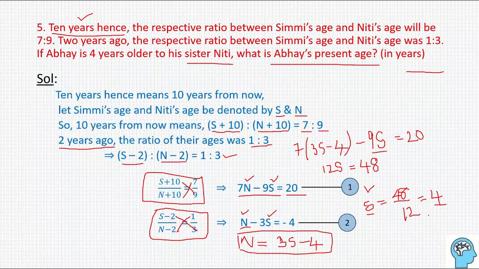Now from S equal to 4, substitute in this equation and you will get N as 3 into 4 minus 4. So 12 minus 4, that is 8. The value of N is 8.